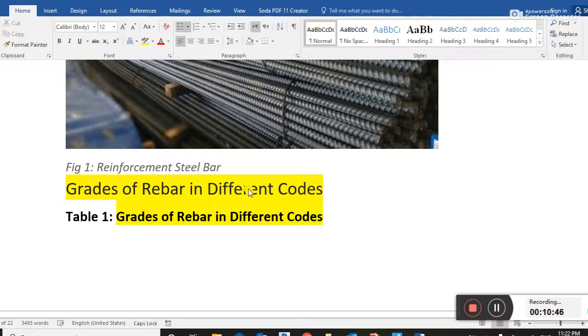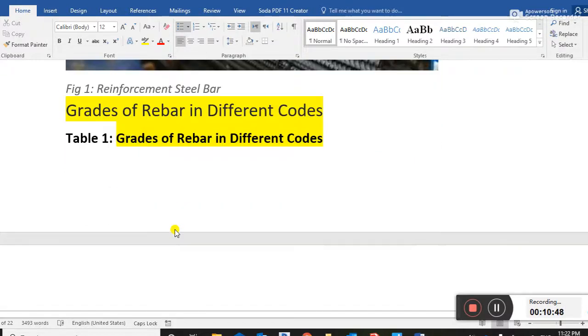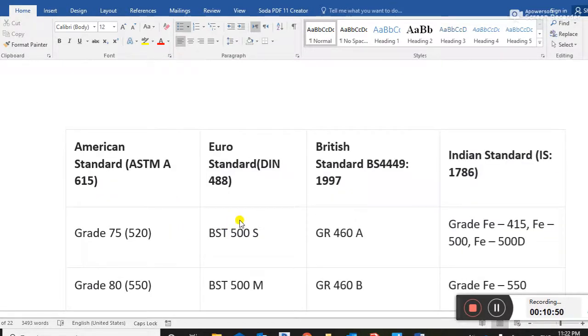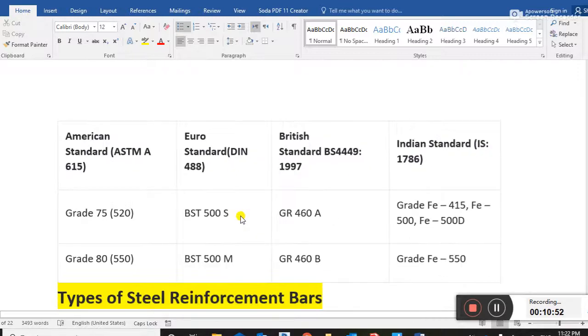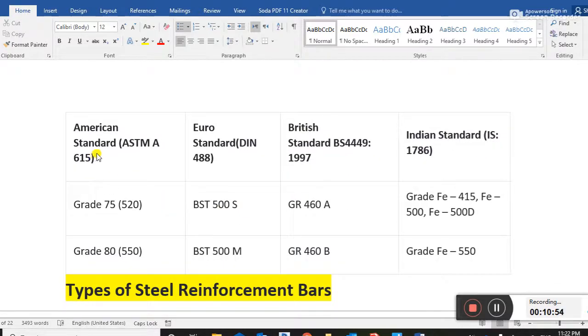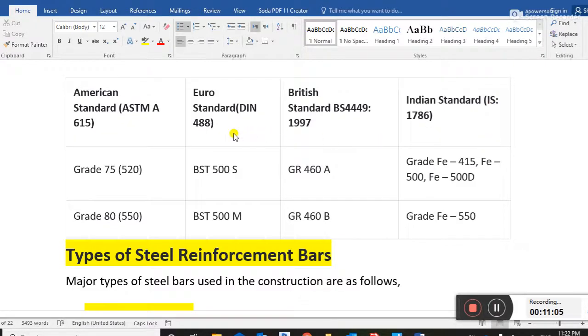Grade of rebars in different codes. We are just looking here, guys, at the American standard ASTM A615, the European standard, this is the British standard, this is the Indian standard. We compare these four standards one by one.